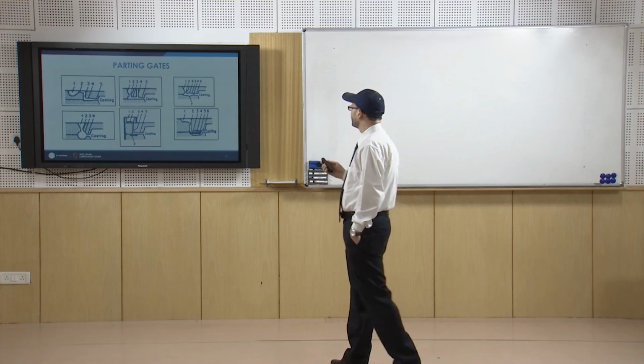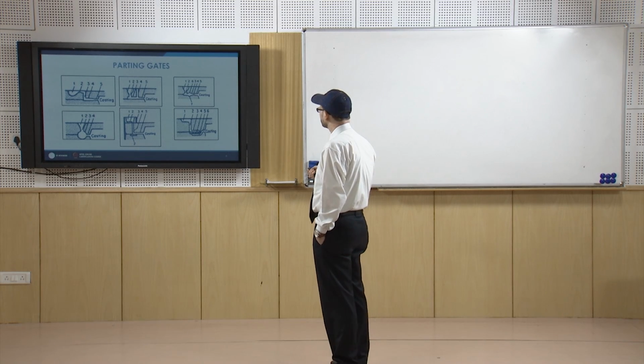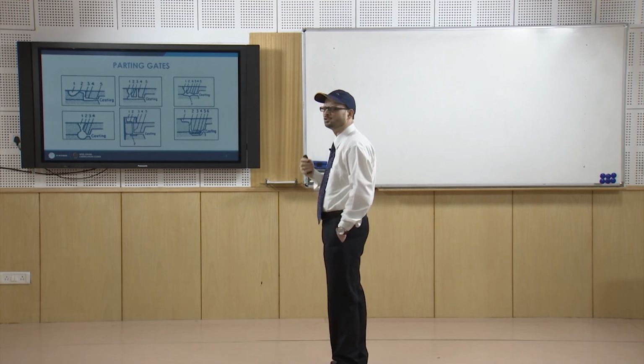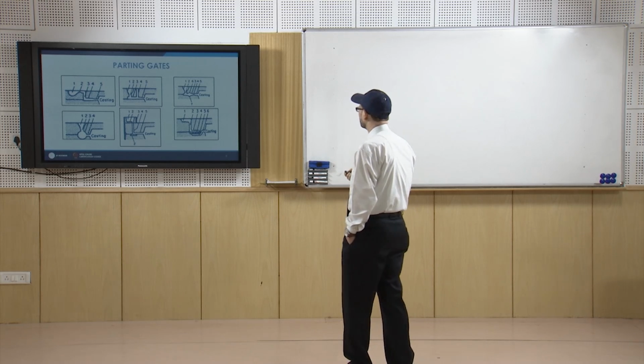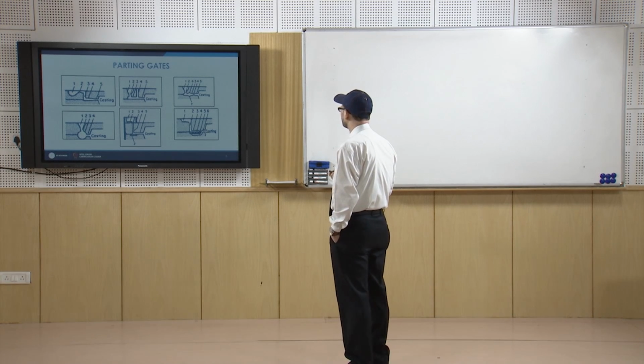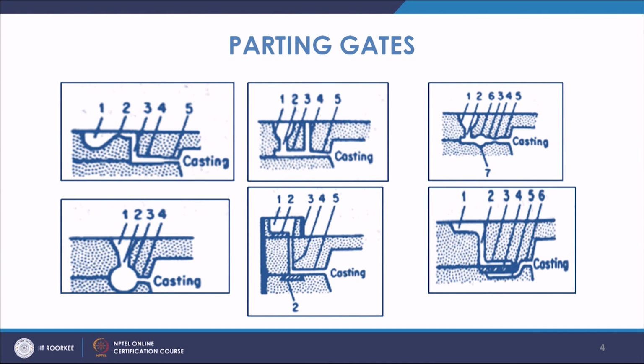Another variety of parting gate, these are all parting gates where we use different kinds of design. Now, in this case, one is the pouring cup, two is the sprue, then three. Here what is done is the use of skim bobs. So, here we are using the skim bob, and this portion, that is four, is the choke. So, we have the choke in this portion.